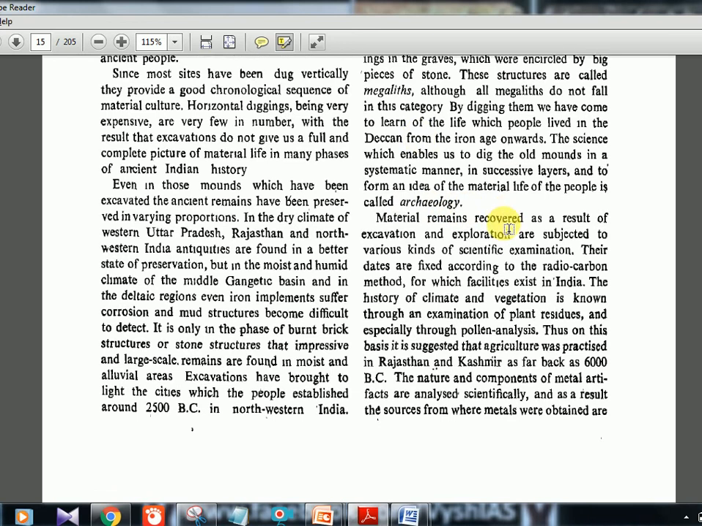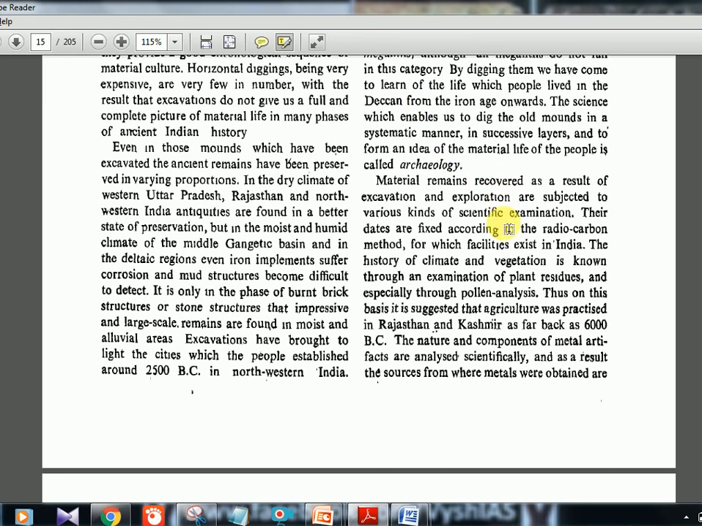Okay, now material remains recovered as a result of excavation and exploration are subjected to various kinds of scientific examination. Their dates are fixed according to the radiocarbon method. Okay, radiocarbon method is one method in which they will come to know about the age of it, or how old it is, for which facilities exist in India. The history of climate and vegetation is known through an examination of plant residues and especially through pollen analysis. So second method. Okay, so radiocarbon method, then pollen analysis for climate and vegetation from plant residues.